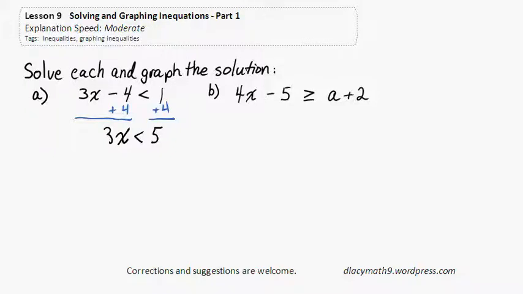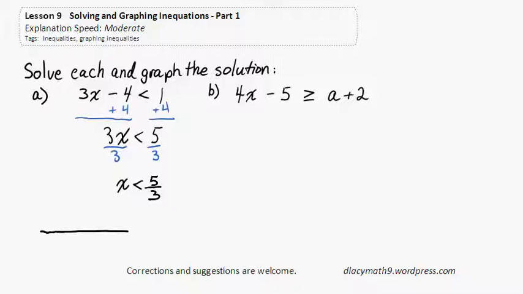Now, what I'm thinking is I have a number, multiply it by 3, it's less than 5. Now that's the same as the first one. I hope you can see that the next thing we should do is divide both sides by 3. And when we do, we get x is less than 5/3. Whenever x is less than 5/3, this will work out to being less than 1.